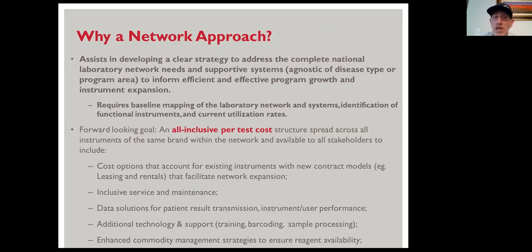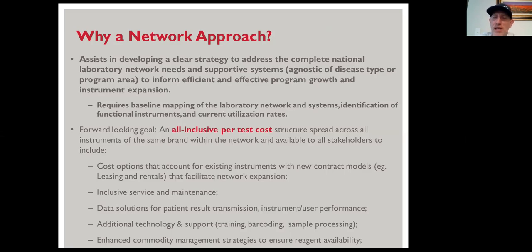But when we're looking at all-inclusive pricing schemes, it's looking at the instruments under reagent rental, inclusive service and maintenance, data connectivity solutions, and any additional technology that the manufacturers have available that could assist you with your instrument usage and getting visibility on performance. And ultimately what we're doing is trying to ensure commodity availability.